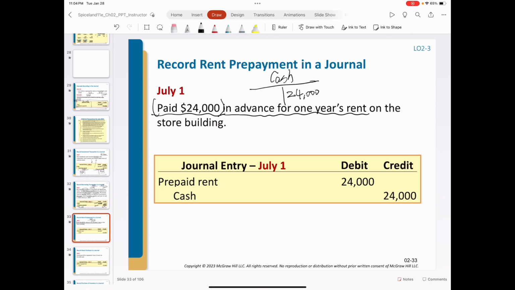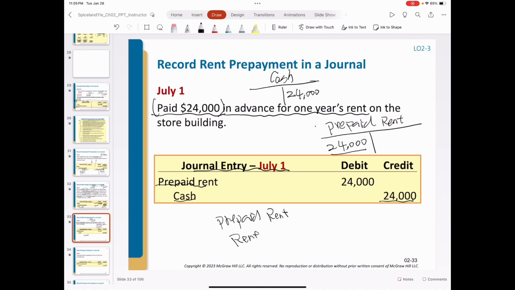How do we deal with this $24,000? Actually, in accounting, we record it as an asset, prepaid rent. Because it is an asset, it increased from 0 to 24,000. That's why you see the journal entry on July 1st with a debit to prepaid rent, and a credit to cash, $24,000. So here you may confuse these two. One is prepaid rent, the other is rent expense.